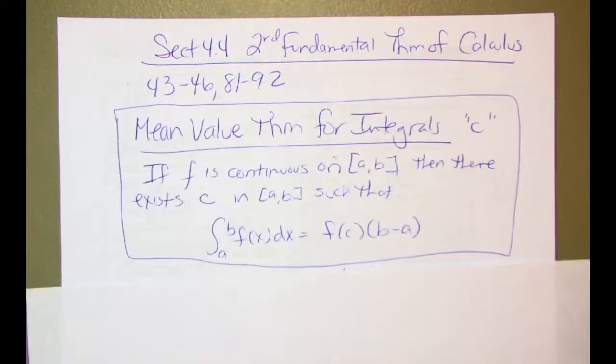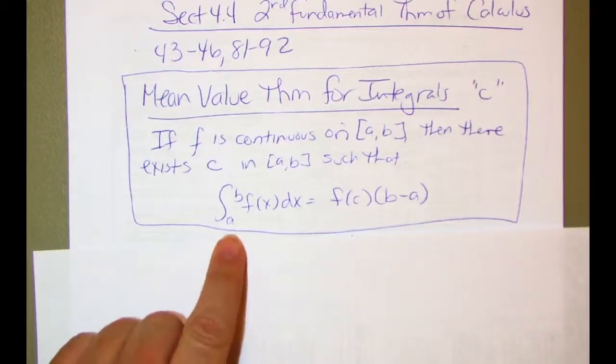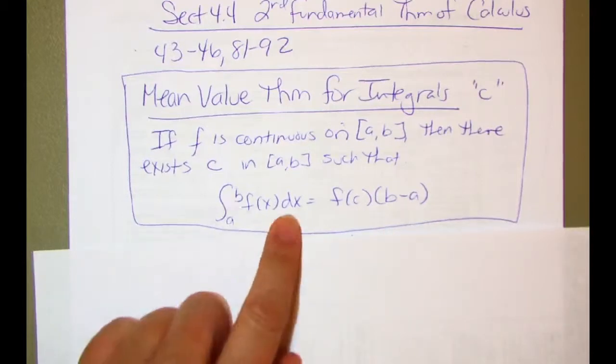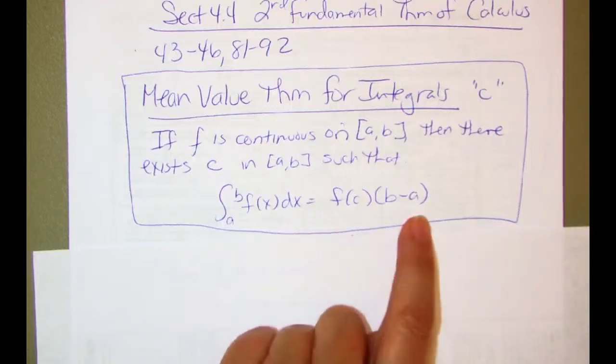So let's do the mean value theorem for integrals first, which in other words is finding the c. And I'll show you a picture of that in a moment. If my function f is continuous on the closed interval from a to b, then there exists some c in that closed interval from a to b such that the antiderivative from a to b of f of x dx equals f of c times b minus a.